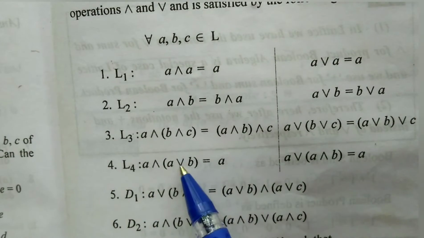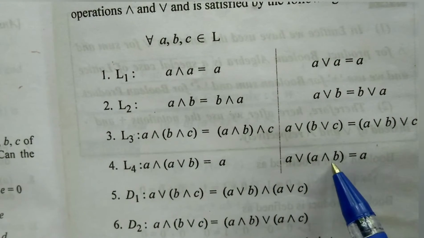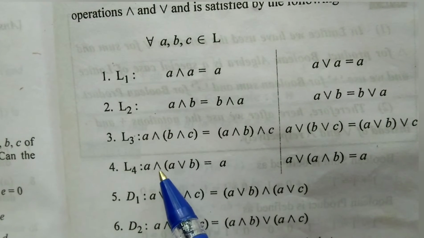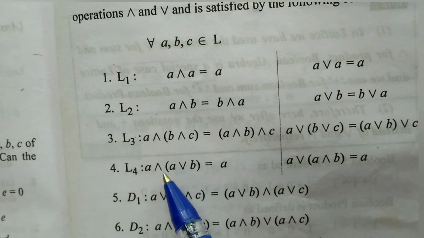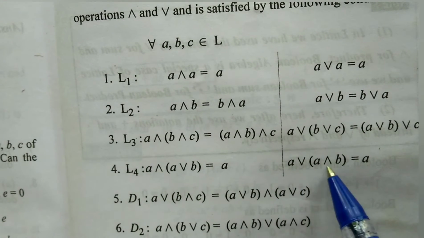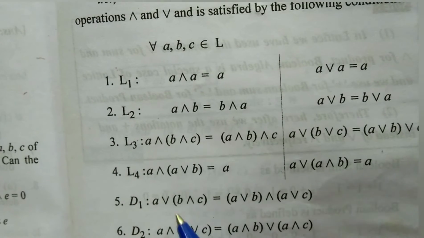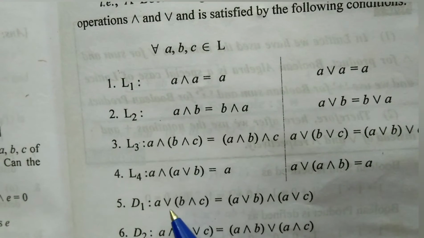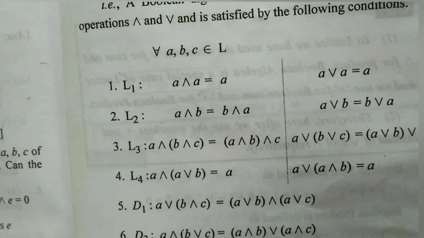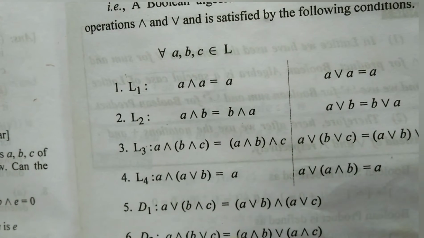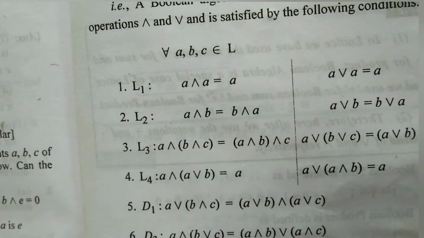That is called a dual. A or (A and B) is equal to A. Here AND comes first, so we can interchange OR by AND. That is, A or (A and B) is equal to A. Whichever one is repeated, that is the final answer. The fifth one is distributive law. And the sixth one is the duality of the fifth one, interchanging AND and OR.